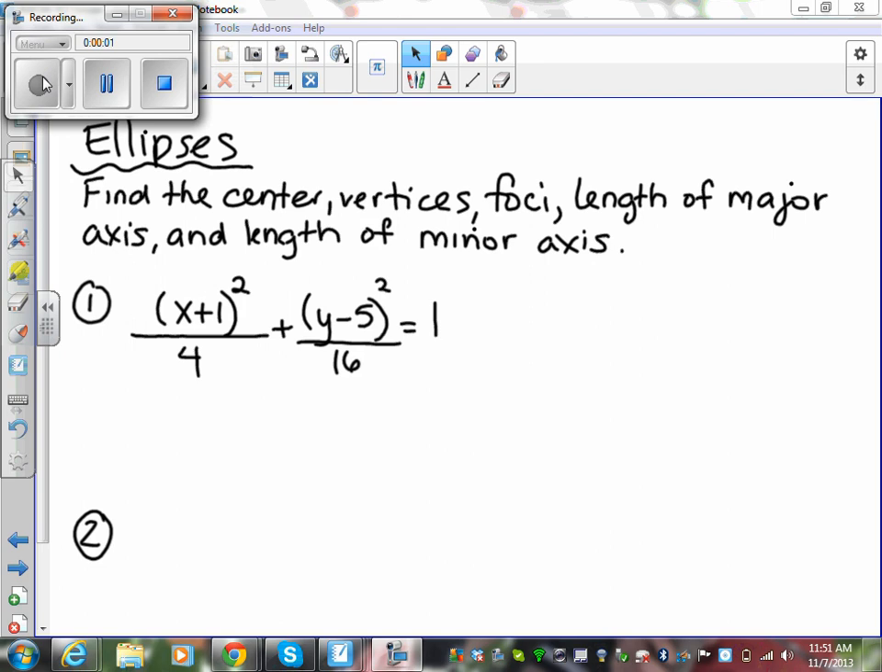Ellipse problems that I wanted to review with you so that you can successfully complete your homework. Here is an equation given to you. It's in the standard form for an ellipse, and the directions tell me to find the center, vertices, foci, length of the major axis, and length of the minor axis. Well, we can quickly start with the center. We know that the center is going to be located at -1, +5.